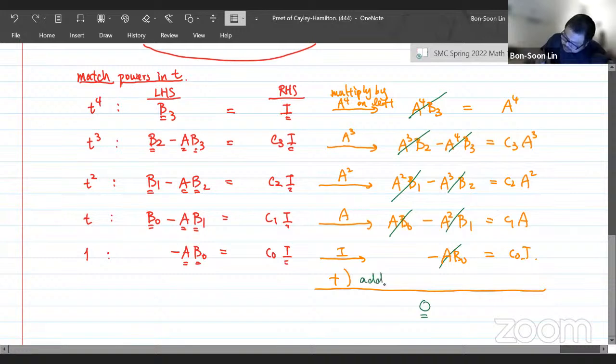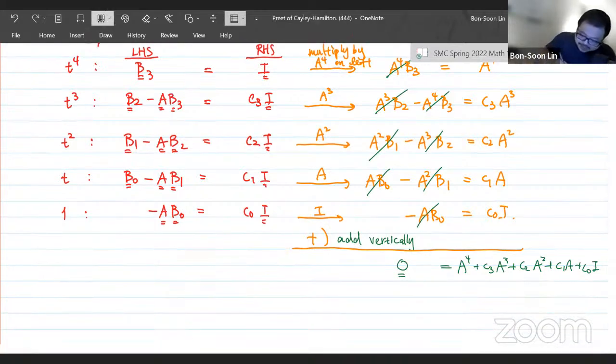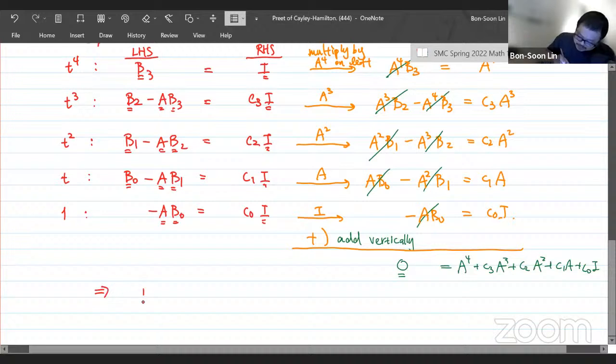So what we're doing here is adding vertically, right? Now, on the right-hand side, that is just A to the fourth plus C3 A cubed plus C2 A squared plus C1 A plus C0 I. But what is that? That is plugging A into the characteristic polynomial. Therefore, the characteristic polynomial with A plugged in is indeed a zero matrix. Wow. At least for 4 by 4, right?